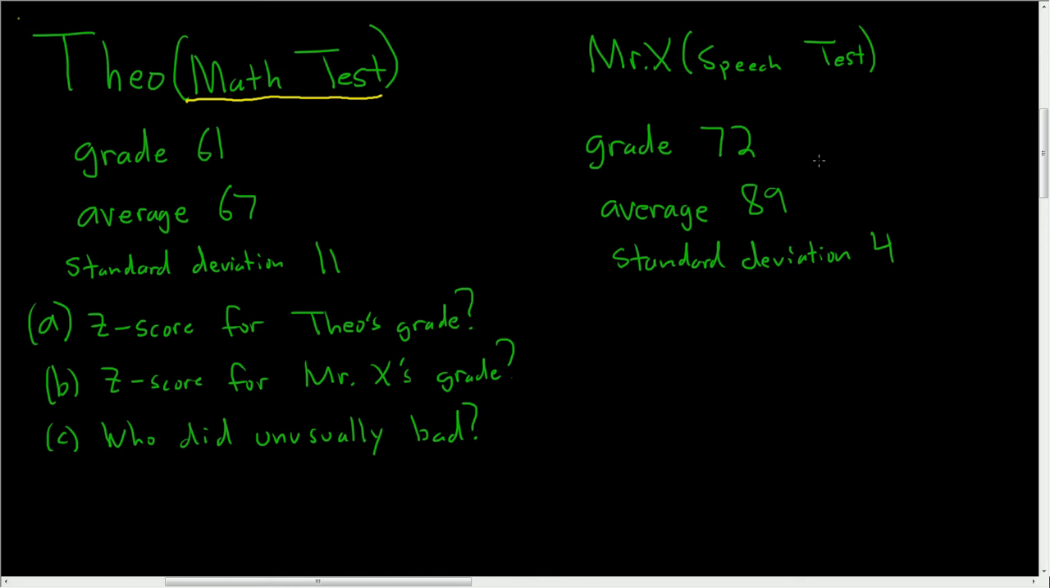Then we have Mr. X. He took a speech test. He scored a 72, so he did do better than Theo, at least with respect to the final score. And the class average, though, was higher in Mr. X's class. It was an 89, and the standard deviation was really small.